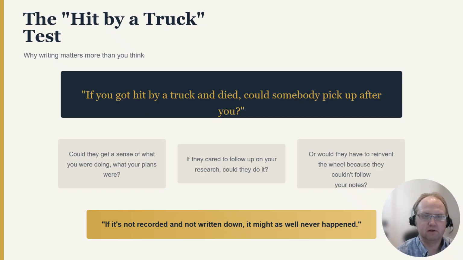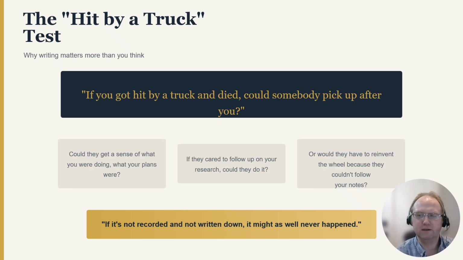But another thing about writing is that I have this test, and this is something I think about. What if something were to happen to me? We never know when our number's up. If you're elderly, you might pass away from natural causes. Even if you're young, you can pass away unexpectedly. Death happens, and sometimes accidents happen. So I have the hit by a truck test, for when you're trying to determine if you're documenting sufficiently.